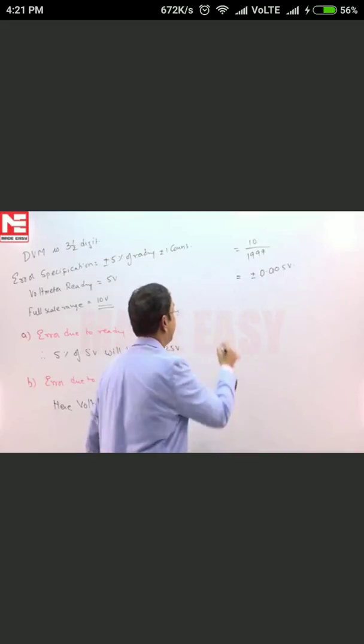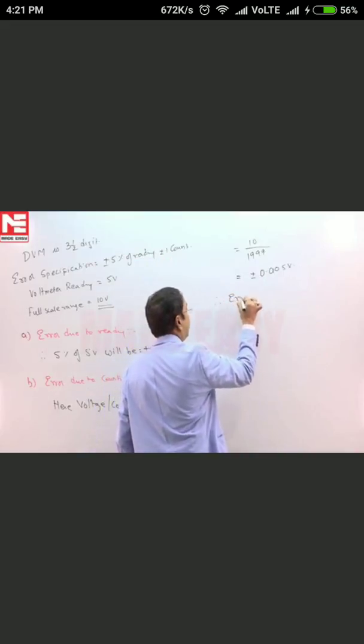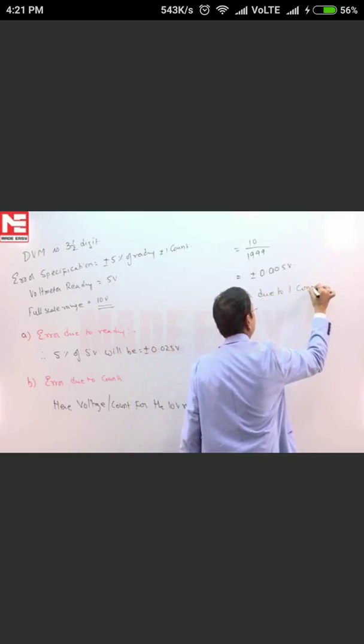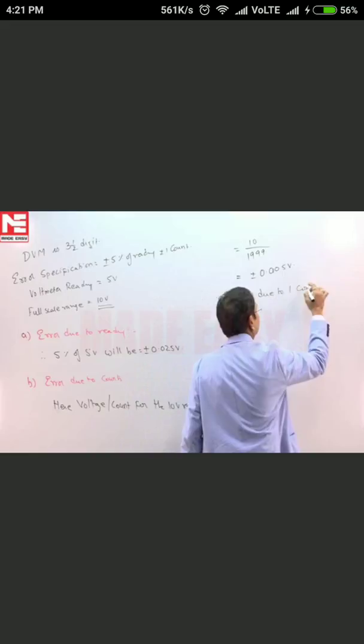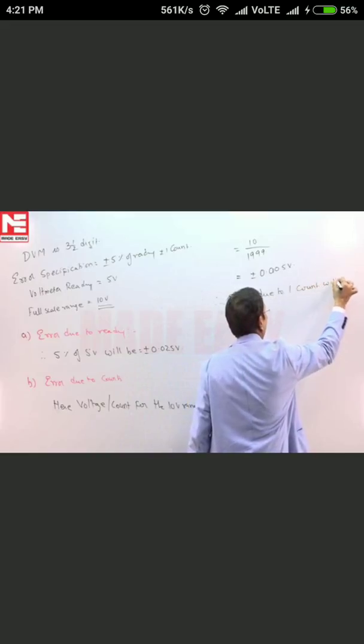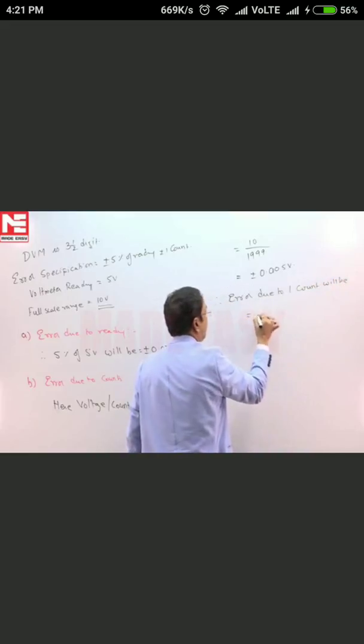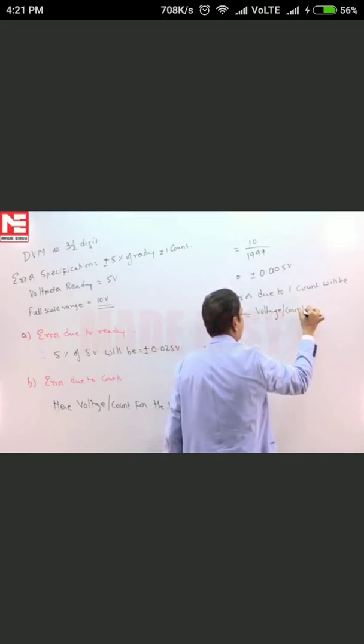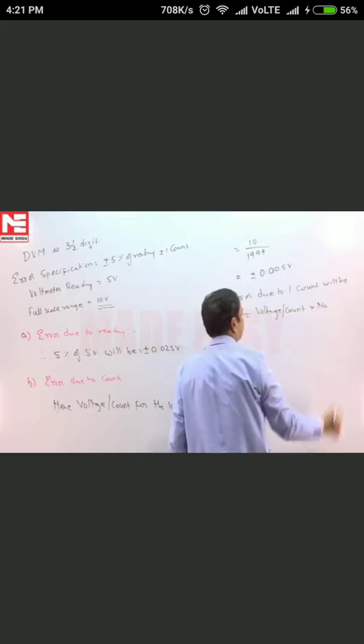So I will say, therefore, error due to 1 count will be voltage per count into number of counts.